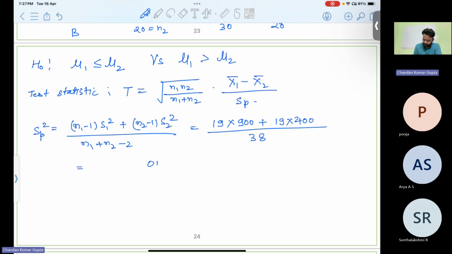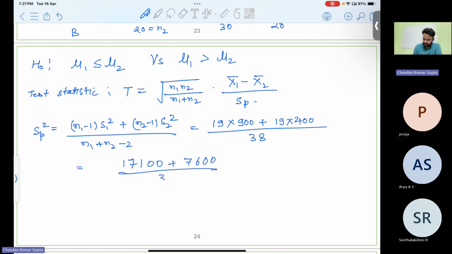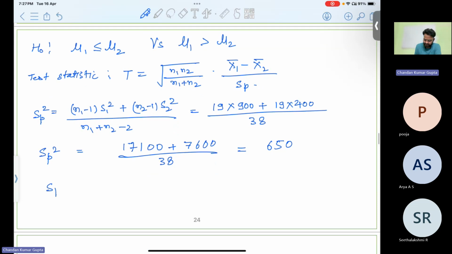Let's write one more step. It's 17100 plus 7600, divided by 38. Although you may divide 38 by 19 first and then work on it. So overall, we find that sp square is 650 after solving. So the value of sp is the square root of 650, which is approximately 25.495, or we can say 25.5. So the value of sp is this.